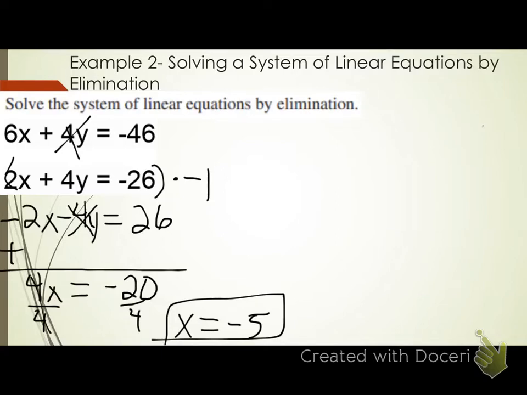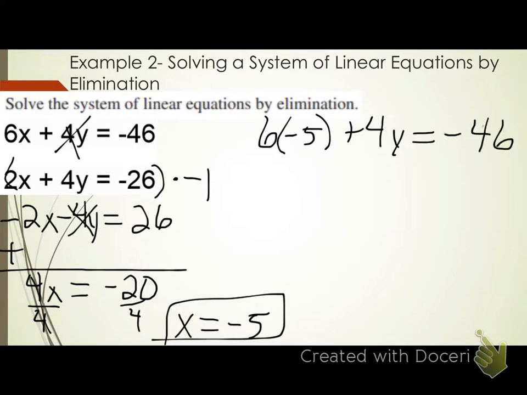What do I do with that x equals negative 5? Plug it in. Now, I've got 3 equations. I can actually use any of those 3 equations to plug it in. So y'all want 1, 2, or 3? 1. So 6 times x, what's x? Negative 5 plus 4y equals negative 46. Am I moving too fast for anybody? I can slow down if I need to.